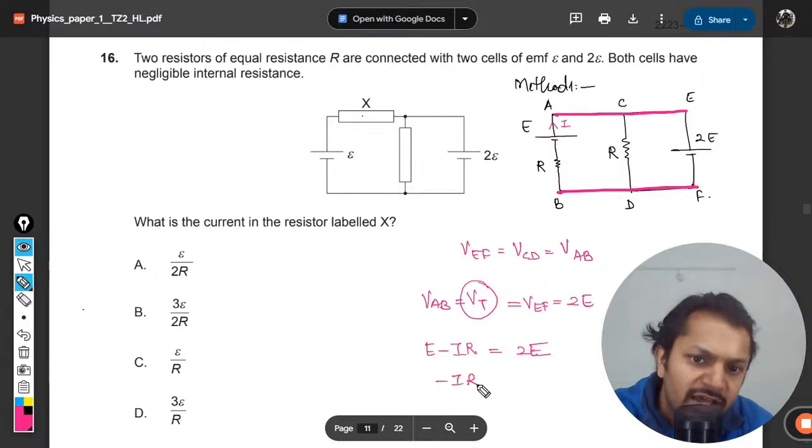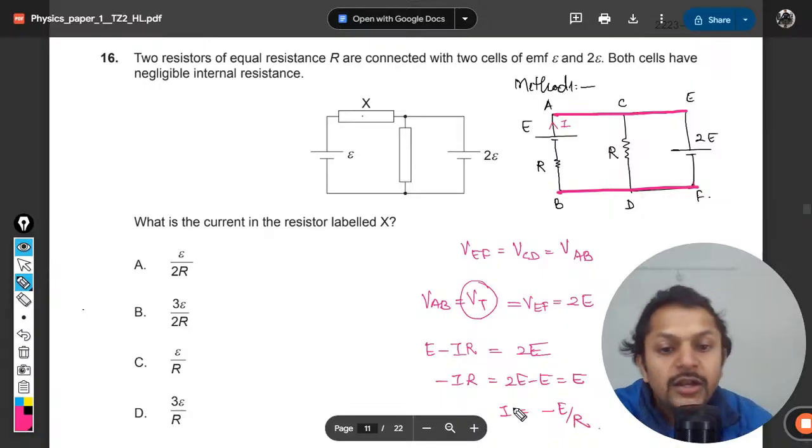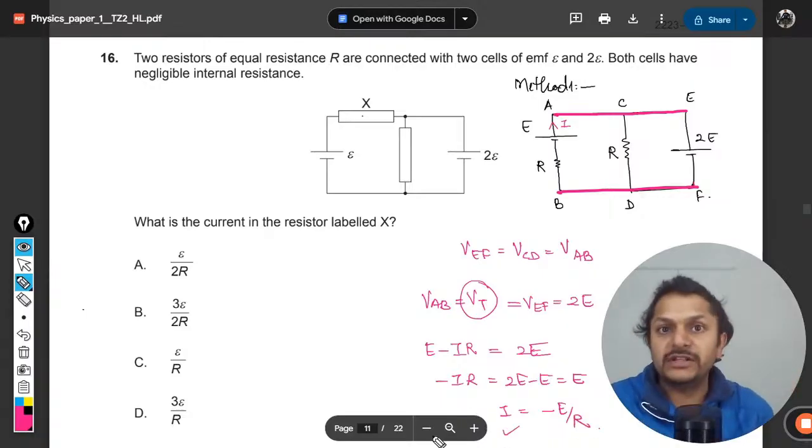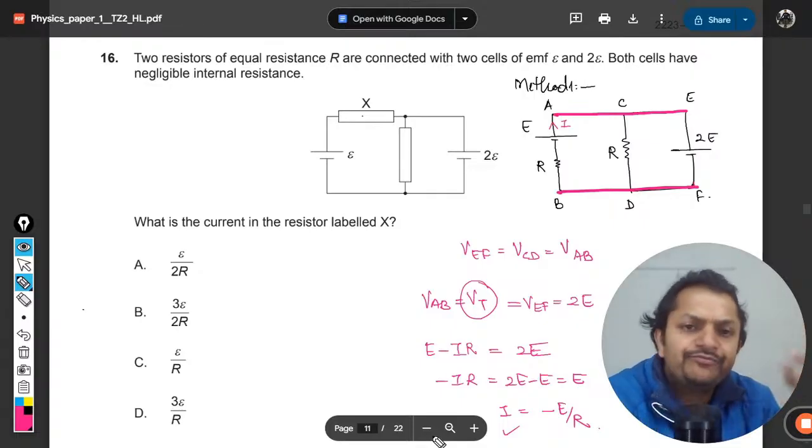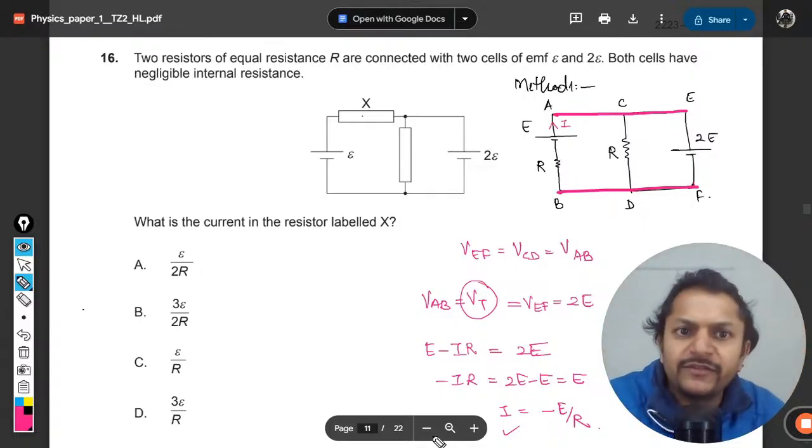So negative IR is equal to E minus 2E, which becomes negative E. Clearly, I is negative E by R. Now, what does this mean? What does negative current mean? We have just chosen the direction of the current with our whims and fancies, isn't it?